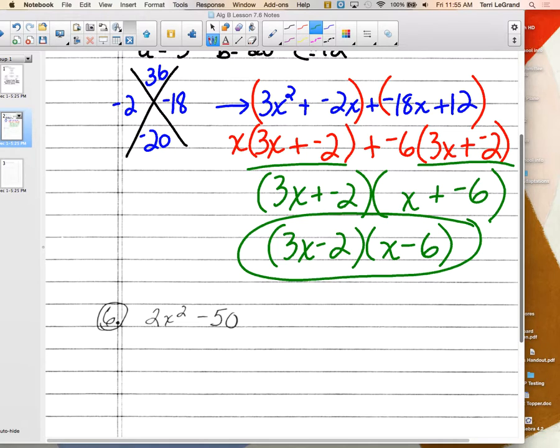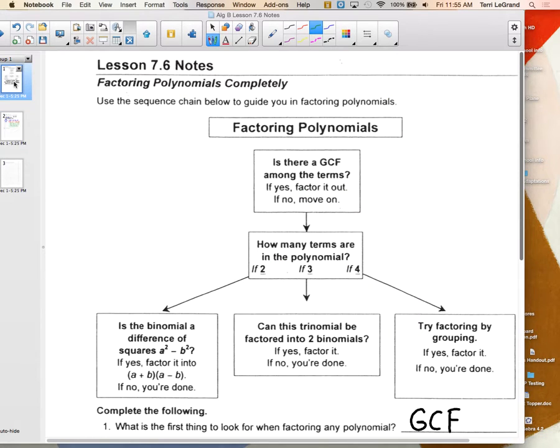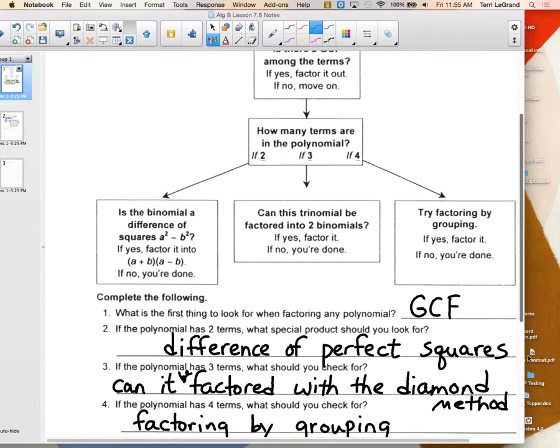Did all that work out from this page? Oh, well, next time move over to the other one. Okay, now let's go back onto our first page and put this factored form: 3x minus 2, x minus 6.